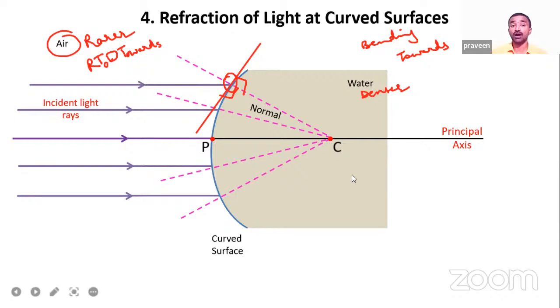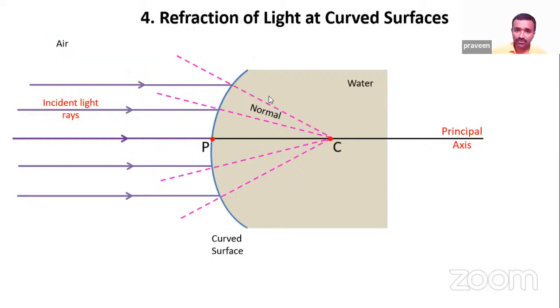That light bends, already given you, rarer to denser towards the normal, RTDT. So here you observed that the light ray bends rarer to denser towards the normal. Here it is in the medium called air and it goes into the medium called water. So rarer to denser bends towards the normal. Simple. Angle of refraction decreases. Angle of refraction is smaller than the angle of incidence.